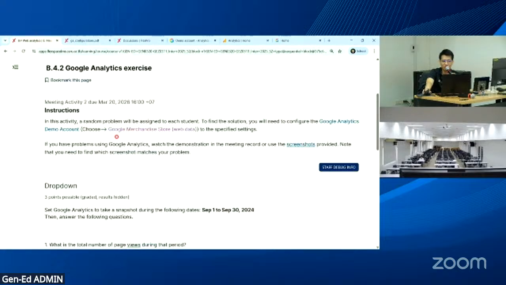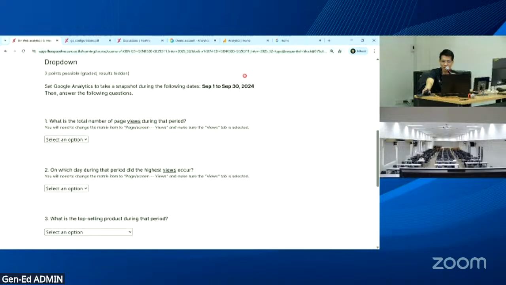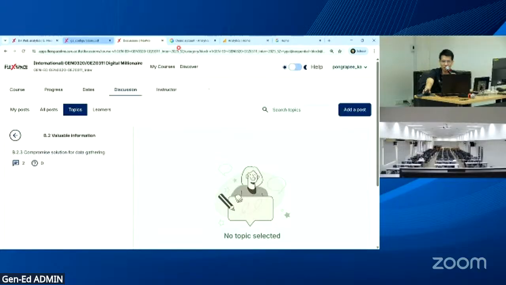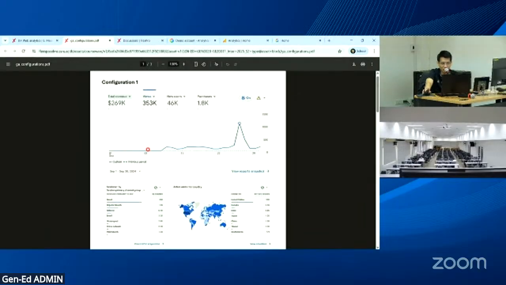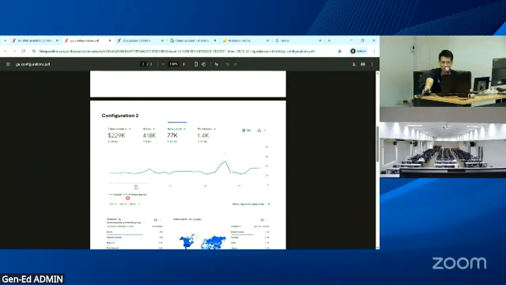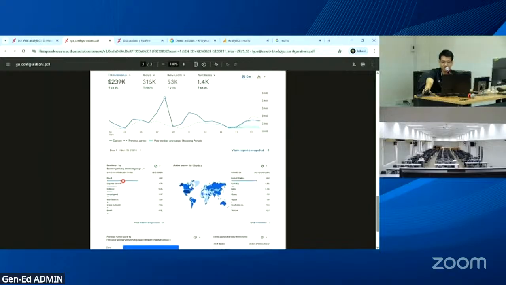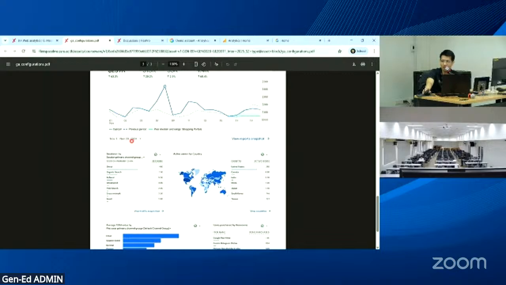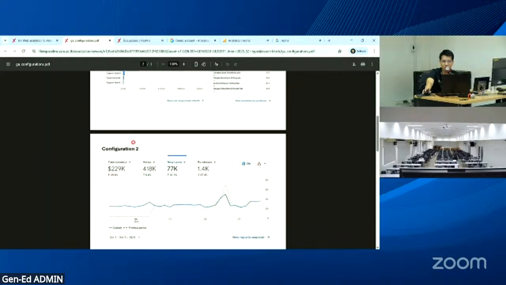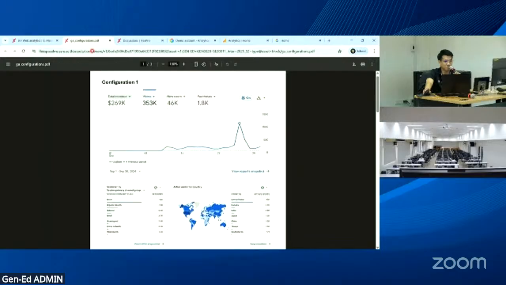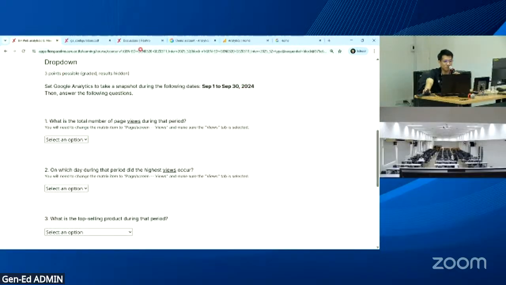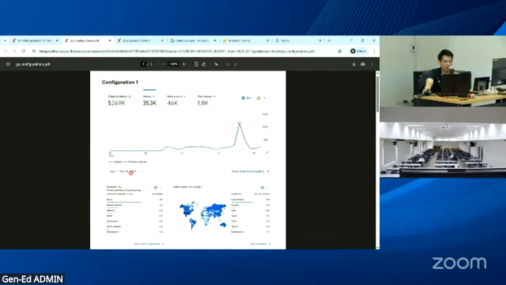So you need to determine which configuration matches your question. For me, it's September 1 to September 30. So which one is configured for September 1 to September 30, 2024? This should be this one. The second configuration is October 1st to October 31st. Configuration 3 is November 1st to November 20, 2024. And so the configuration that matches the problem, September 1st to September 30, is configuration number 1.